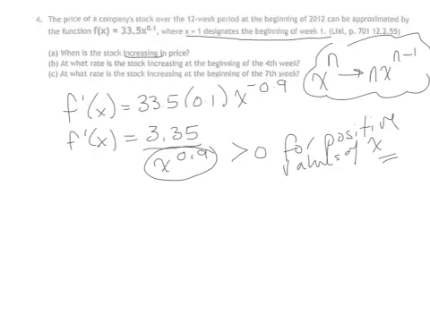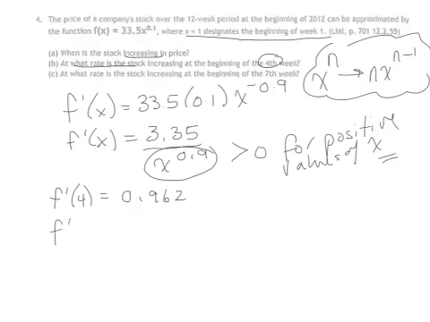And the next part says, at what rate is the stock increasing at the beginning of the 4th week? So at what rate tells us we're looking at the derivative. Beginning of the 4th week tells us that we need to be looking at x equals 4. So we're going to be evaluating that derivative function for 4, and we're going to find out that that is 0.962. So it's increasing at a price of 0.962 each week at week 4.